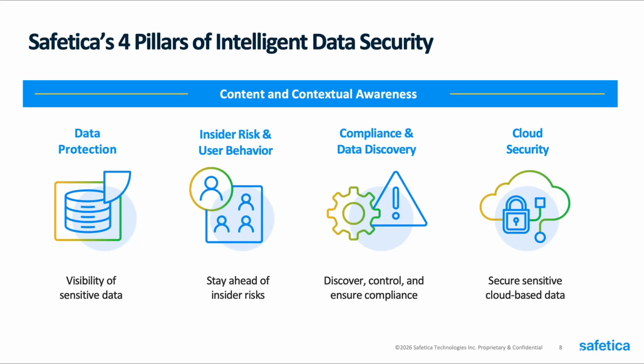And we have 4 pillars of intelligent data security here at Safetica. First and foremost, of course, is data protection and the visibility of that sensitive data. We need to understand where our data is, what that data is, who is using it, and where it is going. We also need to be looking into the insider risk and user behavior side of things. Again, who's doing what with our stuff, when it comes to either just working with data, working with certain applications in the company, or working with certain websites. And again, having a handle on that, having some visibility on these things, can be immensely helpful and powerful for organizations.